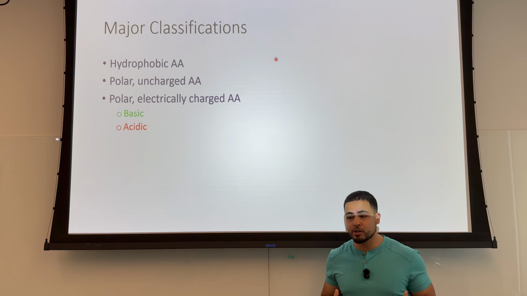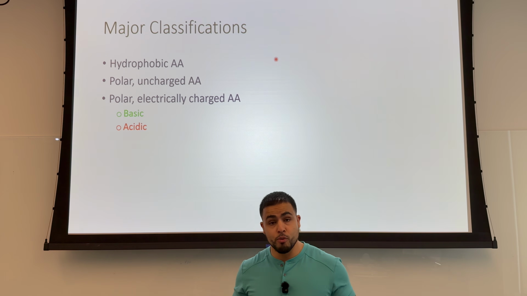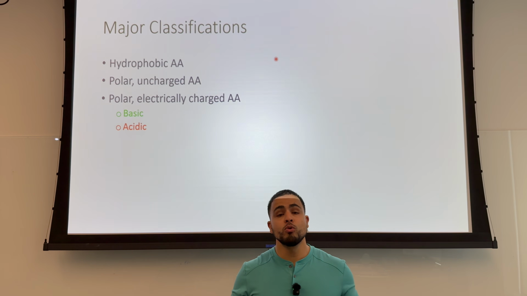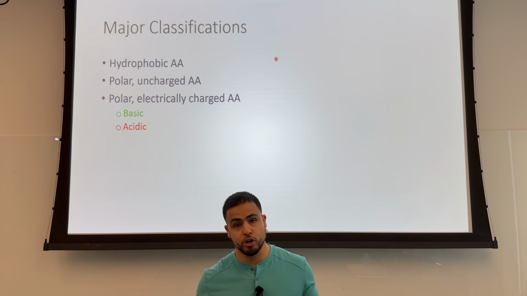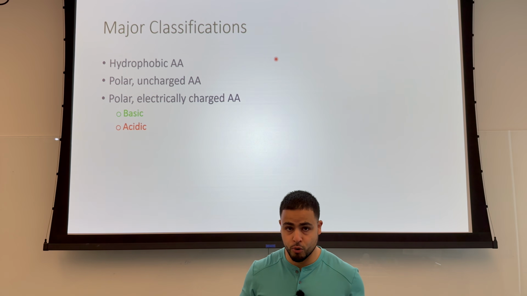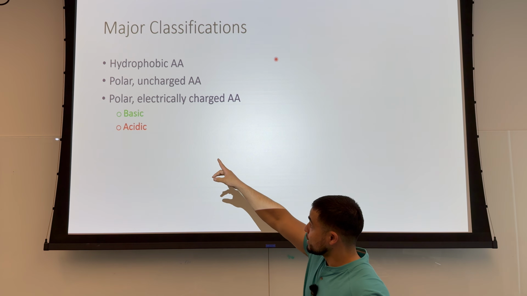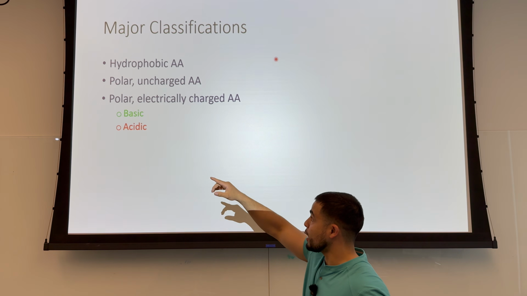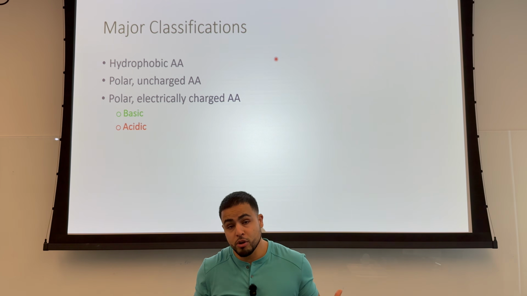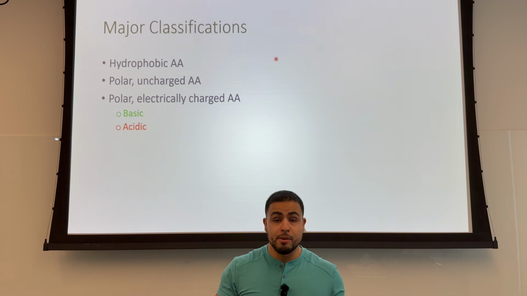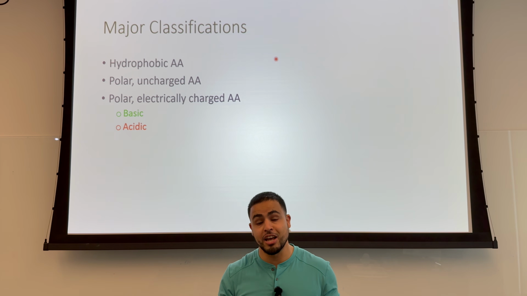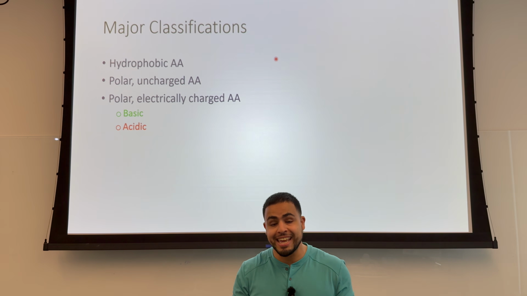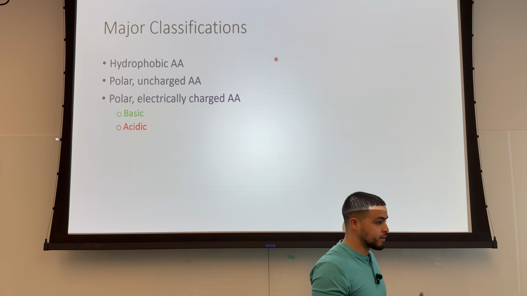The major classifications include hydrophobic amino acids, polar uncharged amino acids, and finally, polar electrically charged amino acids, and those can either be basic or acidic. So most importantly, don't get the polar uncharged and the polar electrically charged mixed up. The polar uncharged have dipole-dipole interactions or hydrogen bonds with the surrounding environment, and that's why they're polar, but notably they can't carry a positive or negative charge.